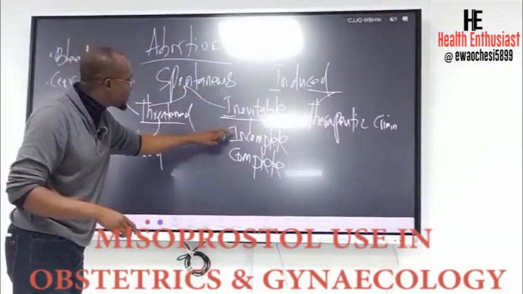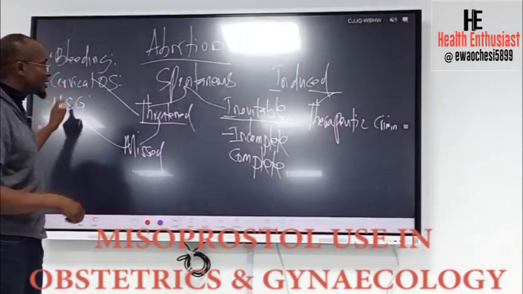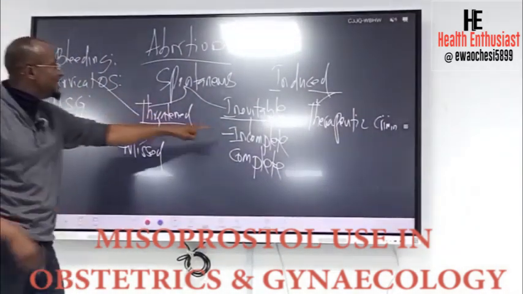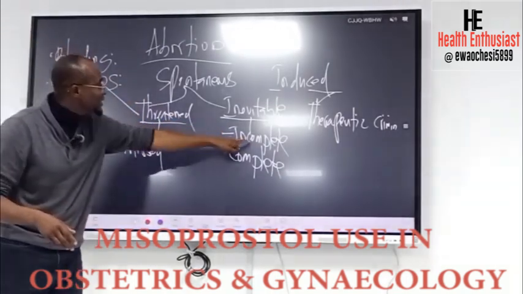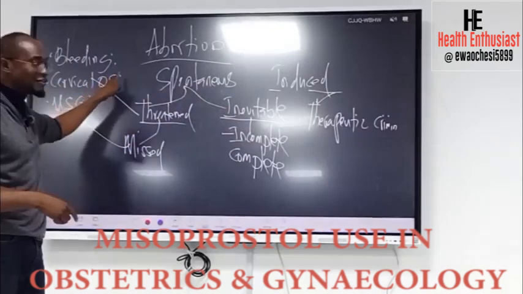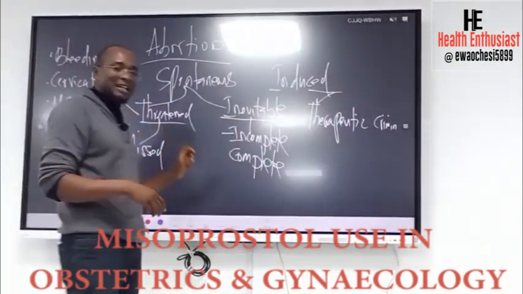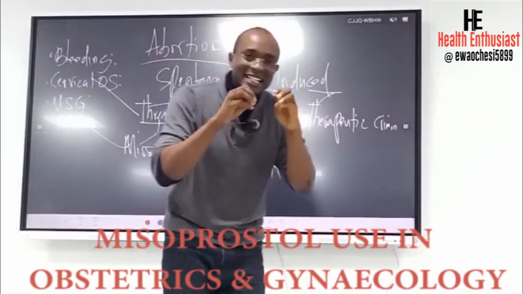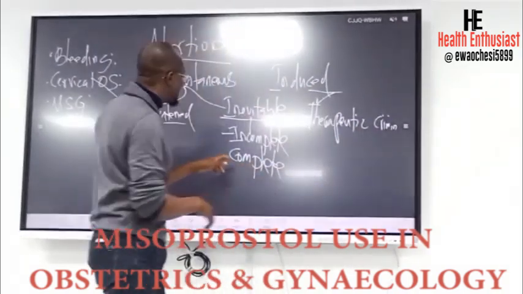Then when we talk about incomplete abortion, again, you consider bleeding, cervical os, and ultrasonographic reports. In incomplete abortion, the bleeding is heavy. Just like inevitable abortion, the cervical os is opened. And then when you look at the ultrasound, you see that there is an empty sac. There is nothing there. So we say it is what?